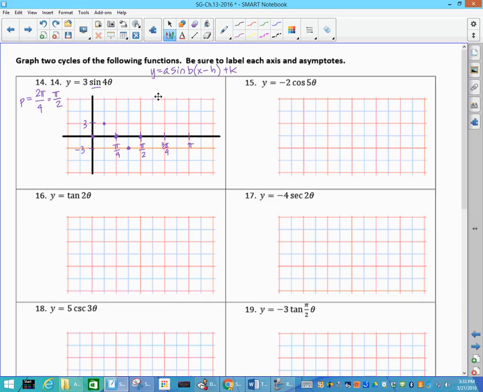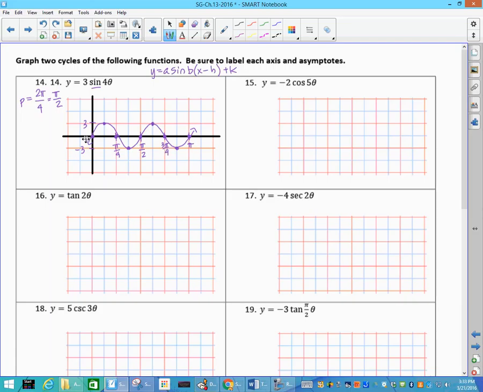We have to do 2 cycles, so I have to repeat that. So I start at a 0, end at a 0, halfway between is a 0, halfway between the first two is a max, and halfway between the last two is a min. So then I'm going to do my best to connect them, and make sure you put arrows because this function does continue on and on.